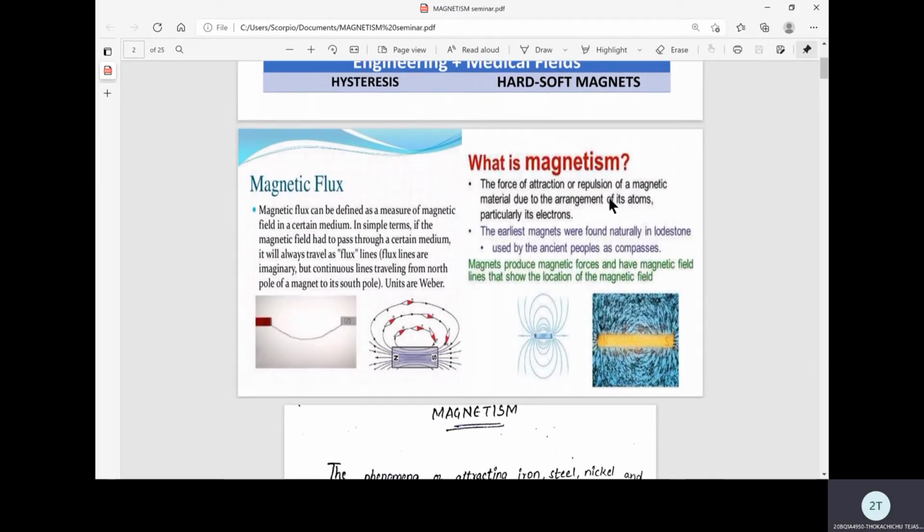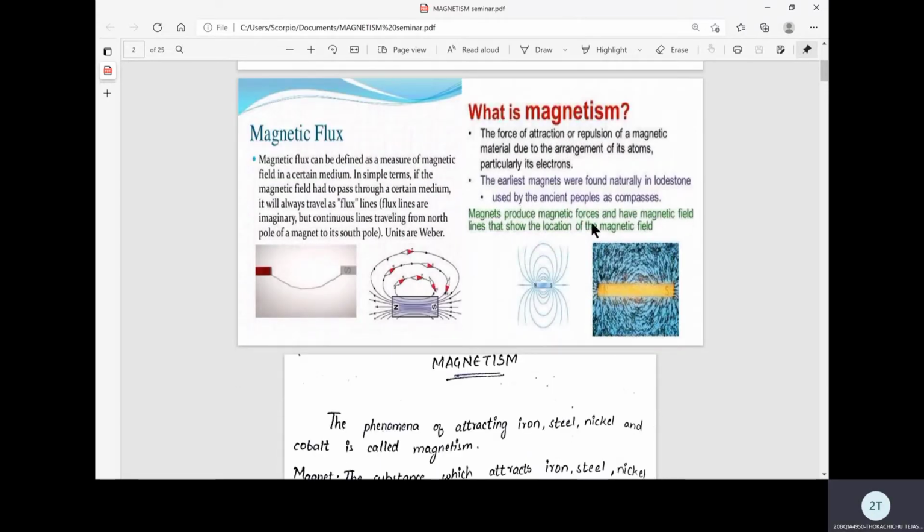So firstly, what is magnetism? The force of attraction or repulsion of a magnetic material due to the arrangement of its atoms, particularly its electrons, is nothing but magnetism. As you can see clearly, the magnet contains two poles, north and south, and its attraction or repulsion with other magnets or other magnetic substances is nothing but magnetism.